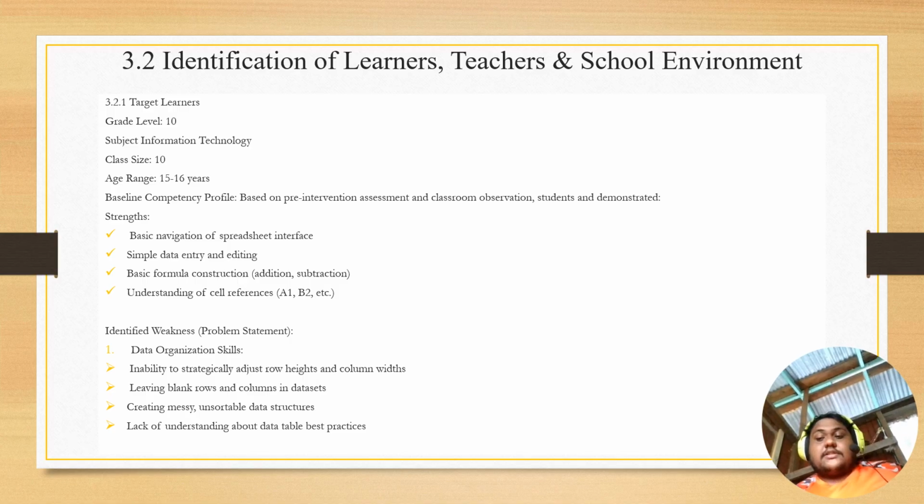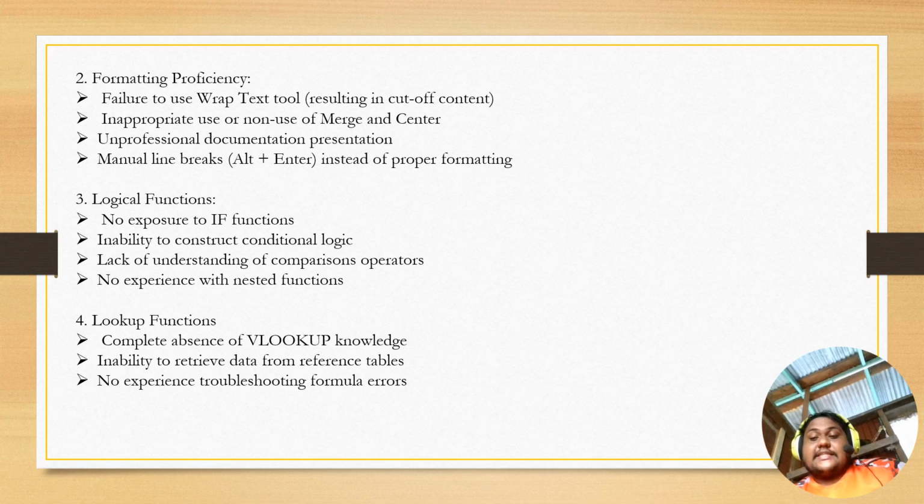Now, the target learners were grade 10. The students' ages range from 15 to 16 years. Pre-assessment showed strength in basic navigation and data entry, but weakness in organization, formatting, and advanced functions. The key gaps included messy data structure, poor formatting choices, no experience at all with IF or VLOOKUP functions, and difficulty troubleshooting these errors.